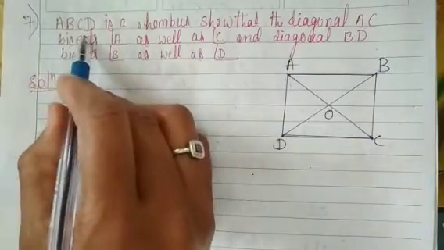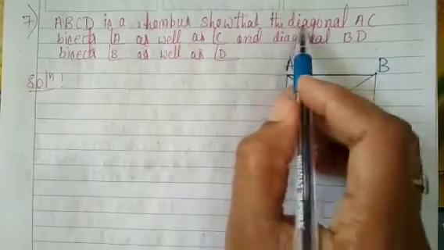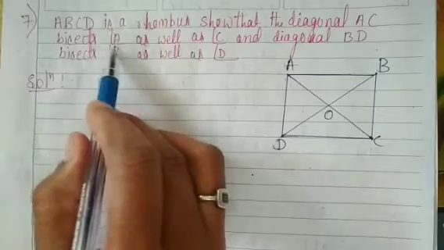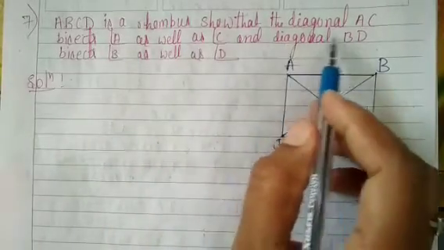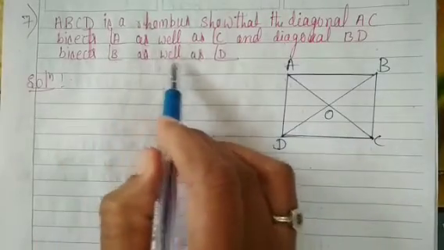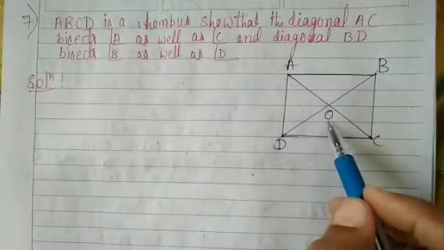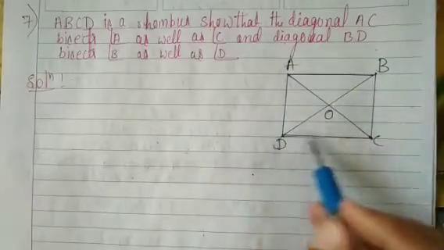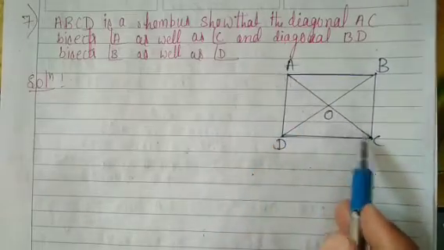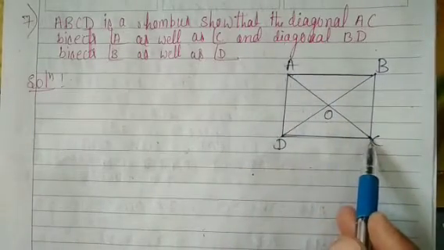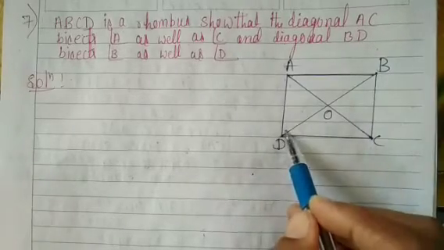Problem number 7. ABCD is a rhombus. Show that the diagonal AC bisects angle A as well as angle C, and diagonal BD bisects B as well as D. I will explain the question. Look at this figure. ABCD is a rhombus. Show that diagonal AC bisects A as well as C, and diagonal BD bisects B as well as D.